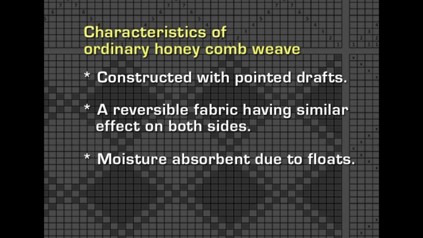And also these floats make the fabric moisture absorbent, so this will be used mostly for producing towels and other materials, because it is a rough, interesting surface, and those extra yarns present on the top, making these combs, definitely aid in taking up more moisture. And so this is generally found in some of the bed sheets, some of the bathrobes, and also the towels and other materials.